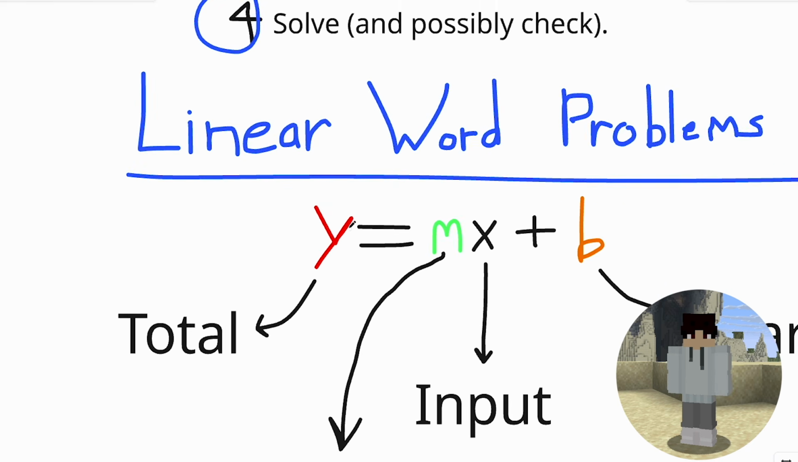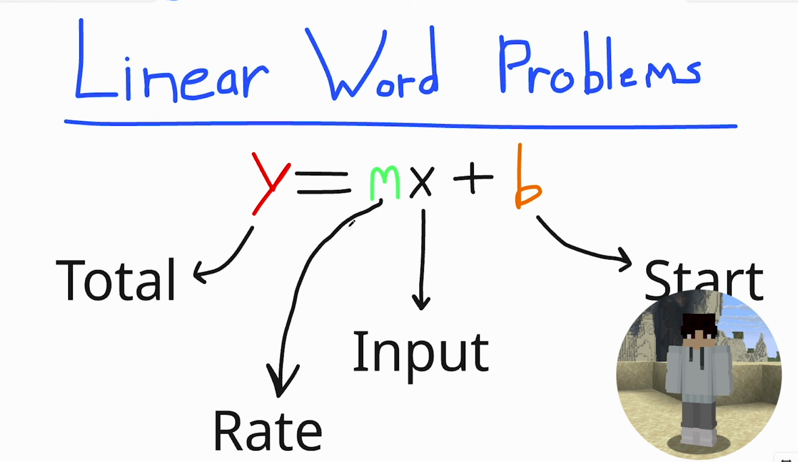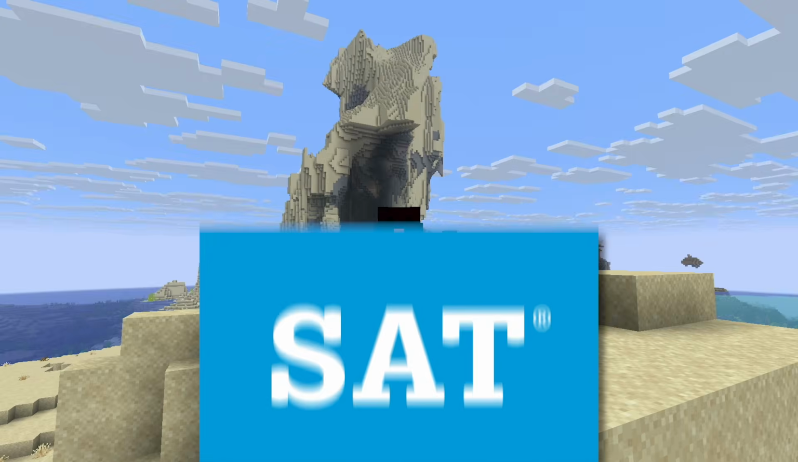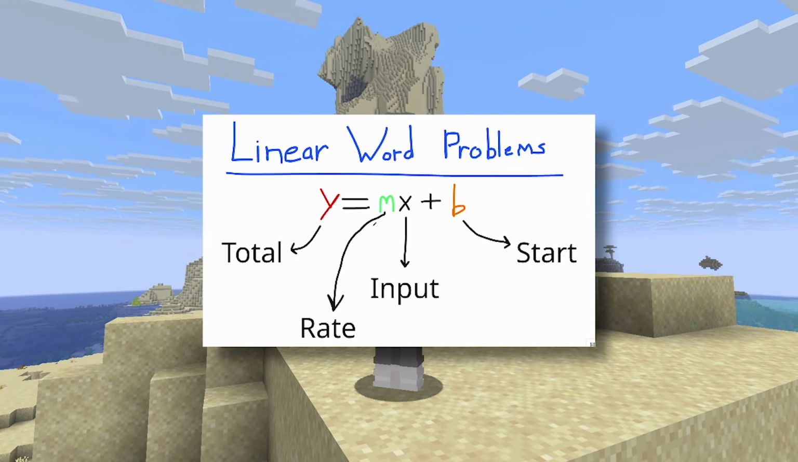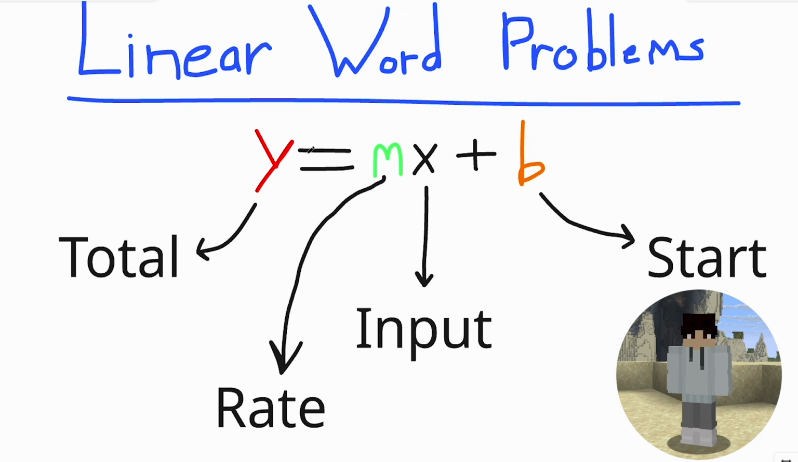You see, linear word problems on the SAT always follow this exact format, or at least most of the time. Y equals mx plus b. When you see an equation like this on the SAT, keep this exact thing in mind. Like, you can basically copy this word for word when you get to the SAT. The y is the total amount of things.